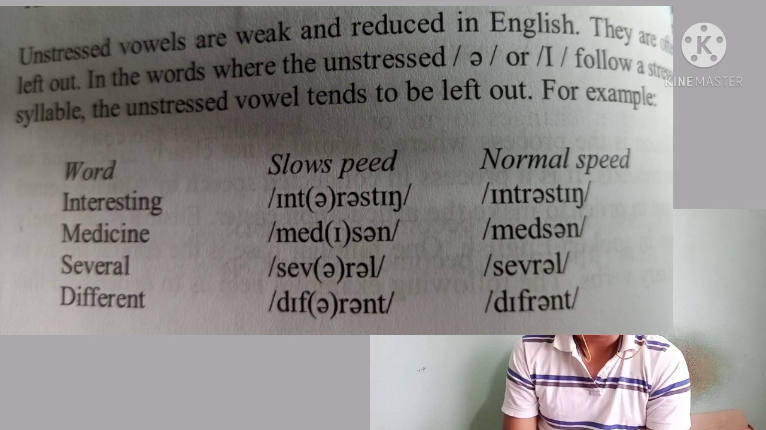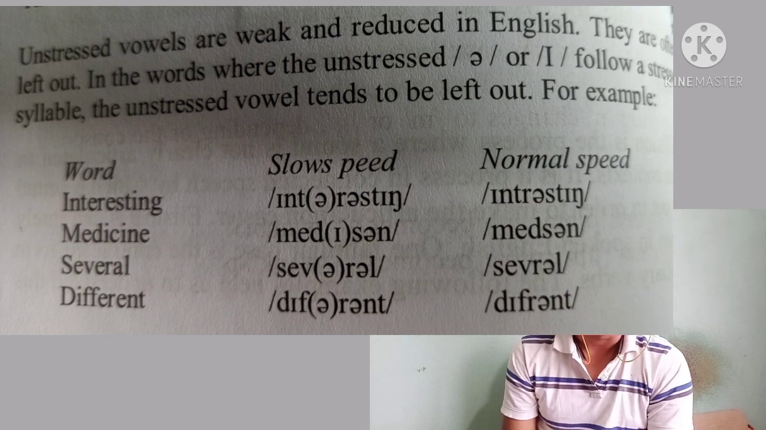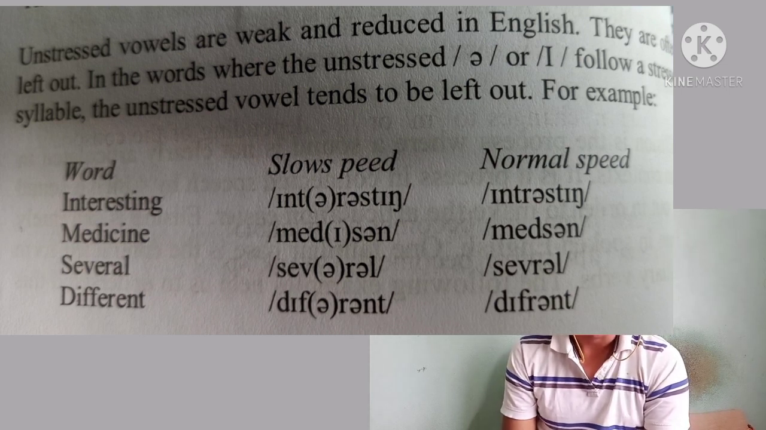Unstressed vowels are weak and reduced in English. They are often left out in words where the unstressed e follows the stressed syllable. The unstressed vowel tends to be left out. For example, interesting becomes interesting, medicine becomes medicine, several becomes several, and different becomes different.